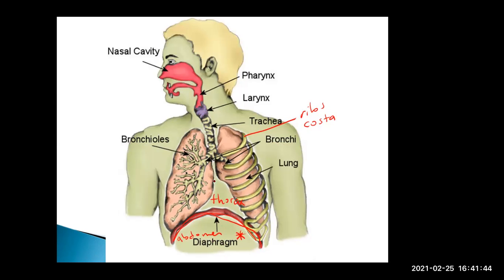The two lungs, they are not equal. A left lung is smaller because there is heart here. What else? Between the rib bones, there are muscles. There are muscles here called intercostal muscles. I think that's all.